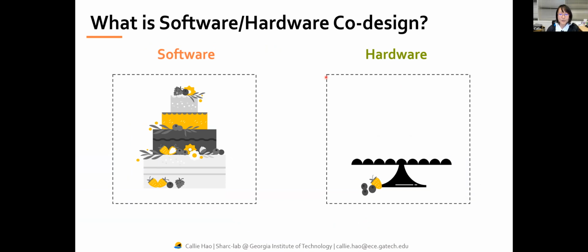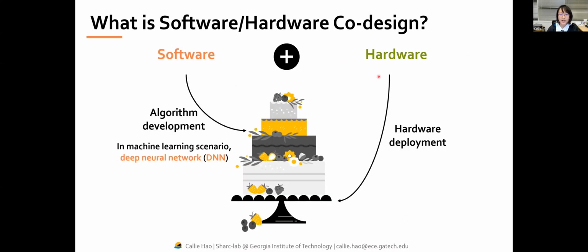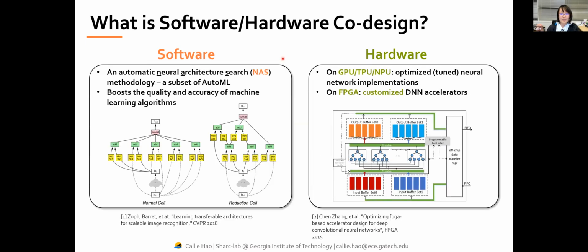All right, before we get started, what exactly is software hardware co-design? Let's use an analogy. The software is like baking a cake, where we're building something. The hardware is like having a plate. And software hardware co-design is like putting this baked cake on this plate. In the scenario of machine learning, the software development is the deep neural network, and the hardware side is the hardware deployment, for example deploying on ASIC, GPU, and FPGA.